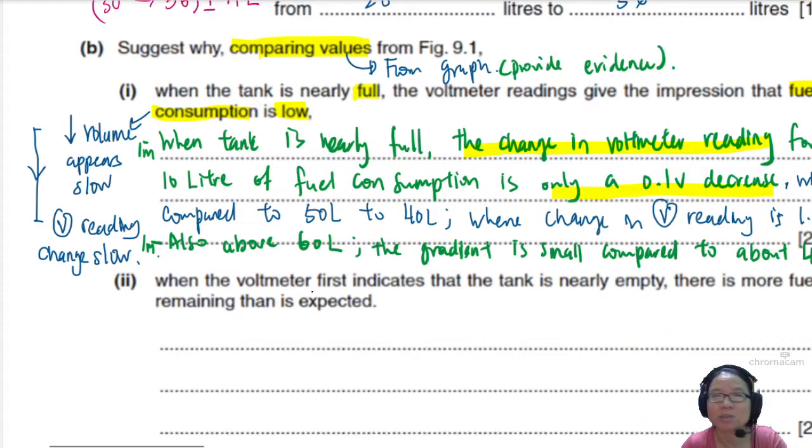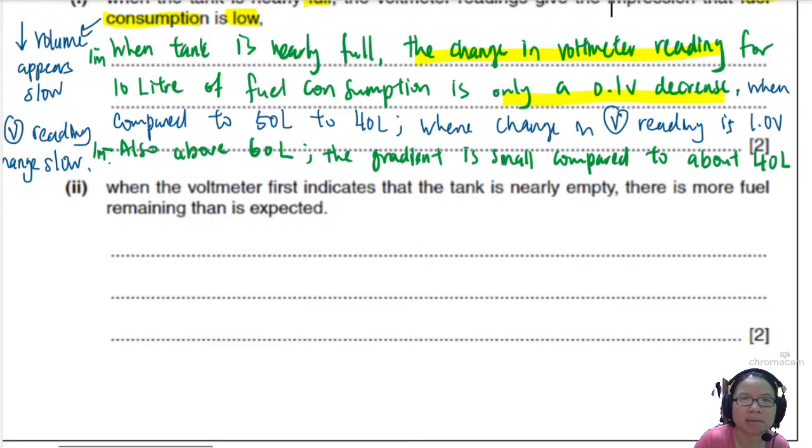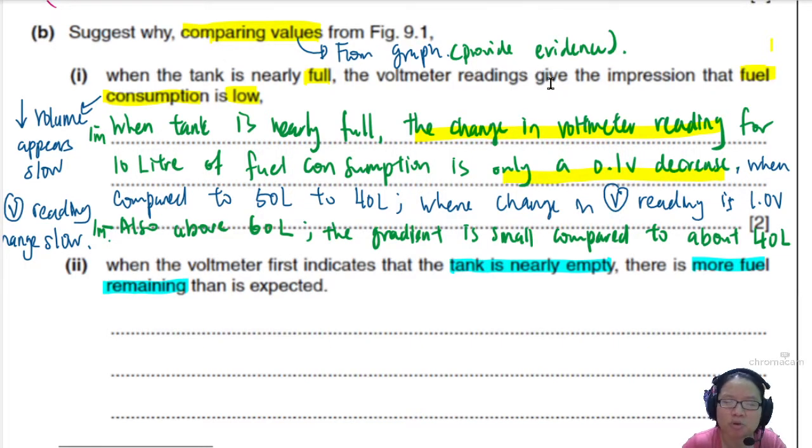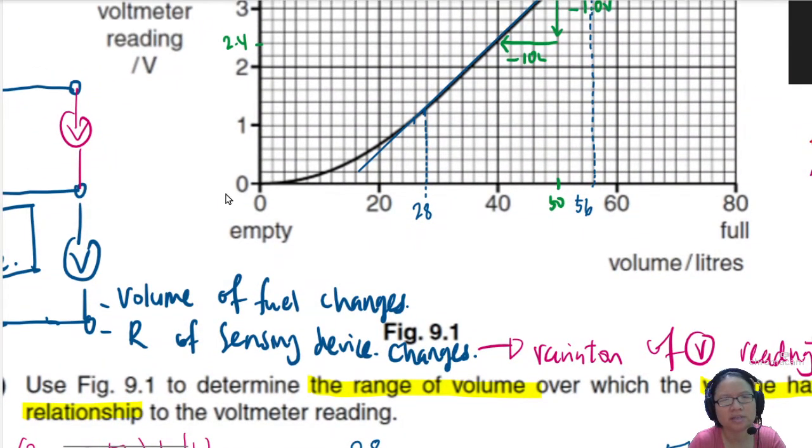All right. Let's look at part two now. When the voltmeter first indicates that the tank is nearly empty, there is more fuel. Wow, good thing there is more fuel. If not, they say tank nearly empty, but then no fuel. Then you're stranded. So again, asking you to provide evidence from the graph. Let's look at where the tank is nearly empty. Maybe the last 10 liter. The last 10 liter here also encounter the similar fate as the first 10 liter. This voltmeter reading dropped so slowly.